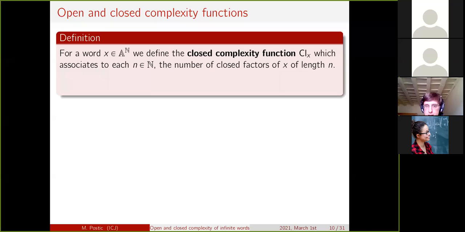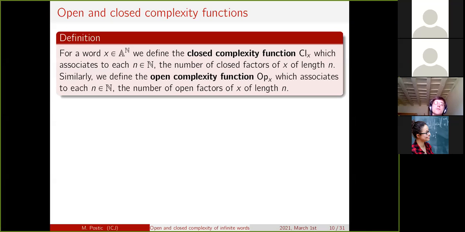Okay, now that we have defined open and closed words, we can define the associated complexity function. So the closed complexity function of an infinite word x is a function which counts the number of distinct closed factors of a given length n. And you can define similarly, as you do with every complexity function, the open complexity function, which counts the number of open factors of a given length.